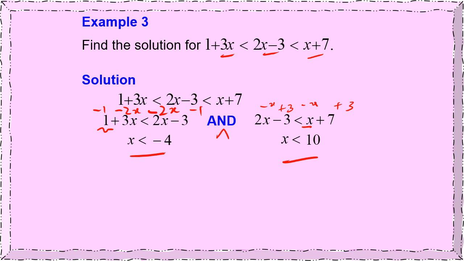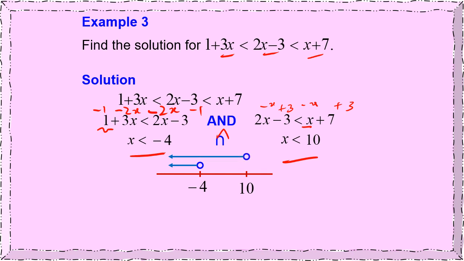So which one should be the final answer? We have to find the intersection between these two sets. How to find the intersection? The same as we used in the first chapter, how to find the union and intersection between two sets. We have to draw the sets on the number line. We have negative 4 on the left side and 10 on the right side, because negative 4 is smaller than 10. So we draw x less than negative 4 and x less than 10.